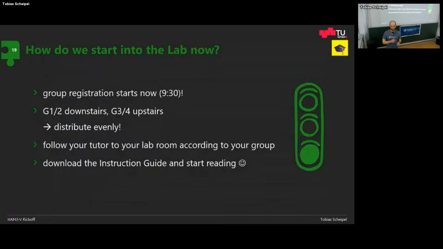Okay, so I have three more slides, I think. One is for the students: how do we start in the lab now? The group registration started 10 minutes ago, but it's only organizational. We have four groups of six in total. I think we have too many people as of now. I will add some more, so just register for the wait list. Groups 1 and 2 are downstairs. Groups 3 and 4 are upstairs. Please distribute evenly, and after that you can follow your tutor to the lab room according to your group. In the lab, the machines can also be used. The VMs are pre-installed there. And if you're down there, simply download the instruction guide and start reading.